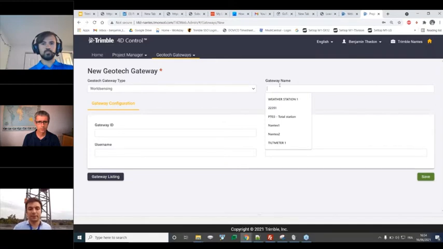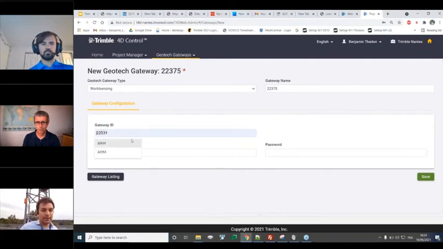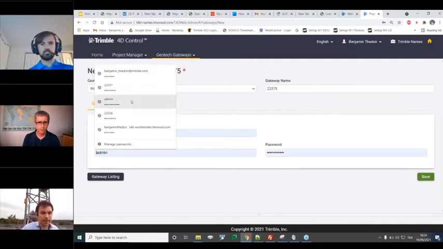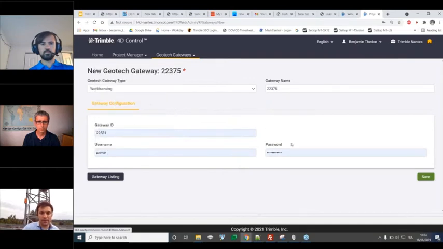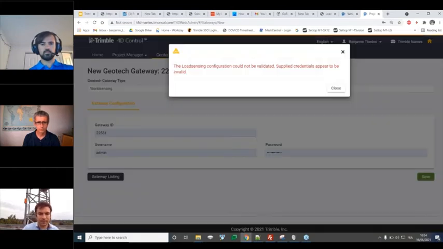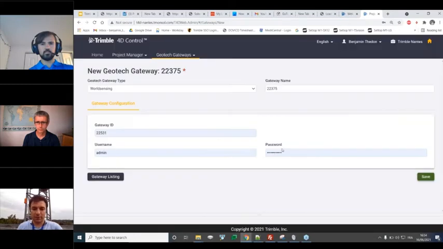Then you have to give a name to your gateway. So this one I will call 75. And here is an ID of your gateway. I call it 75, but I can call it gateway one or whatever. Here is a login and password. It doesn't work, so I have to enter it manually.